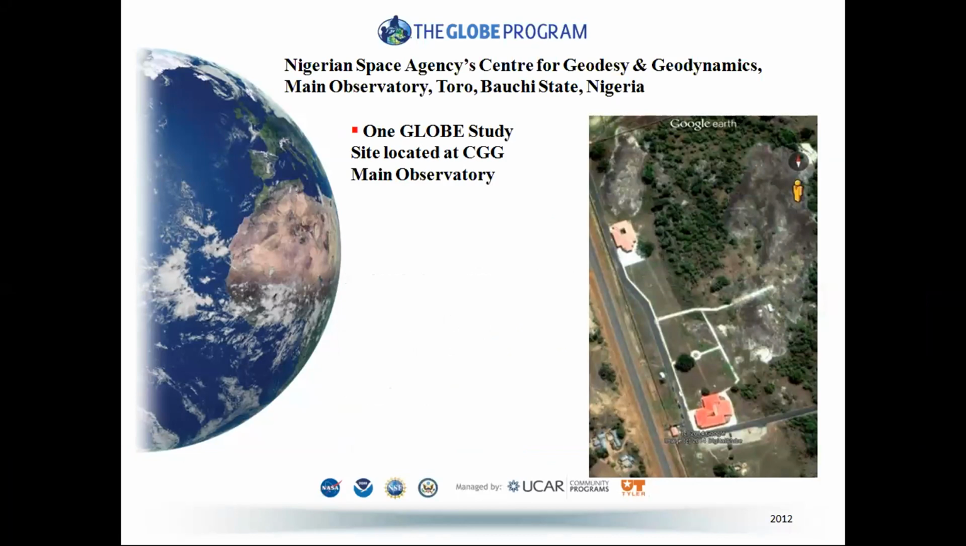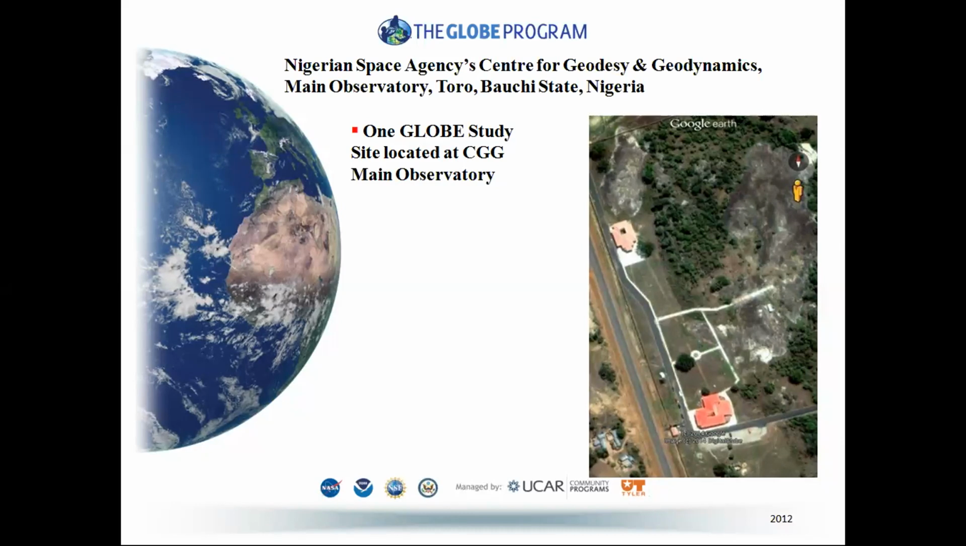Let me quickly talk about my home institution, which is the Center for Geodesy and Geodynamics. That's our main observatory, as you can see on the Google map. We also have a GLOBE study site location at CGG, where we do some GLOBE activities with industrial attachment students. We normally receive industrial attachment students twice in a year.